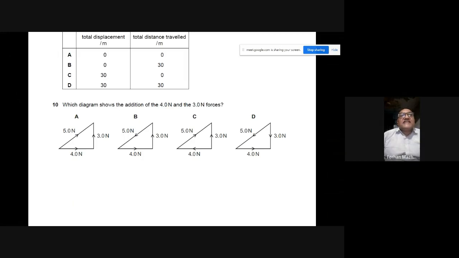A is the right diagram. The rest of the diagrams, their arrows, their directions are not according to the head to tail rule. Okay, so A is the option. Question number 10, A is the option.